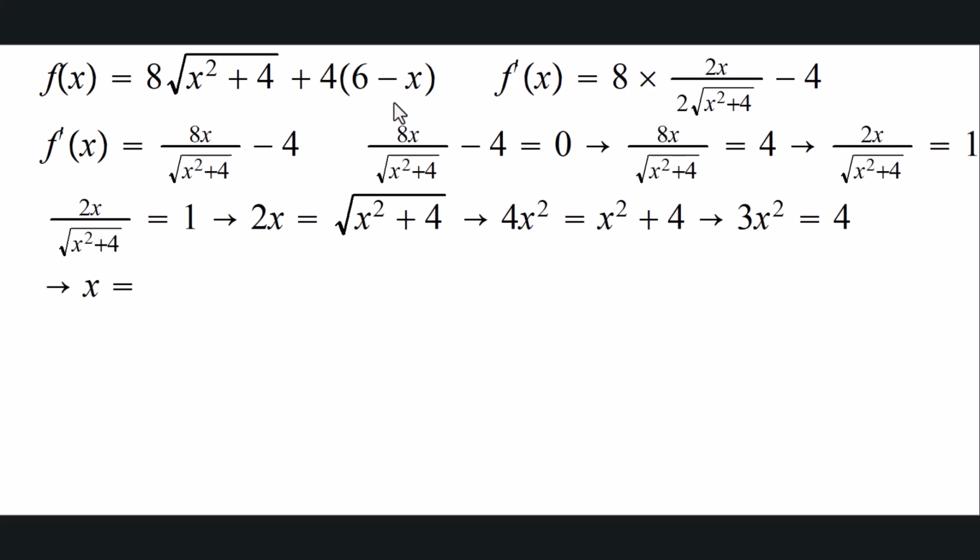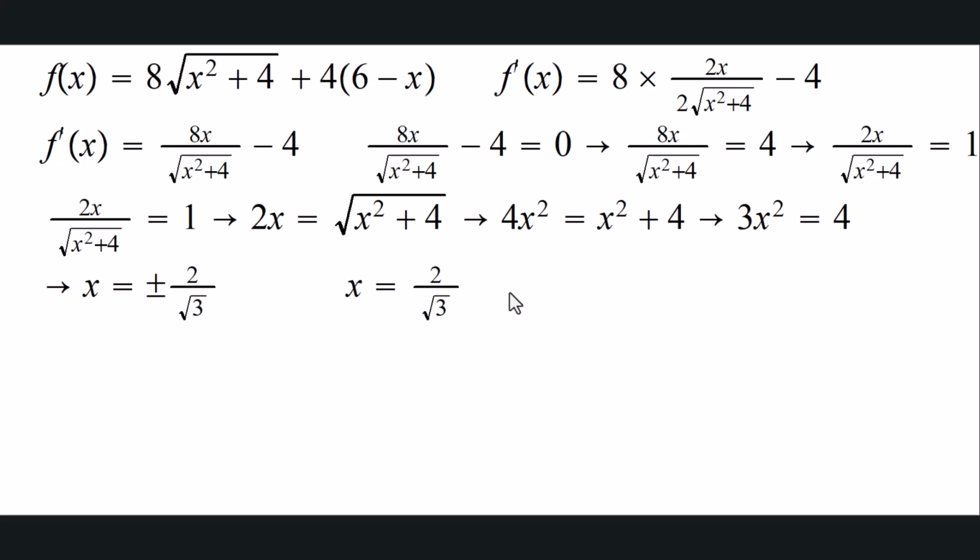So x would be how much? That will simply be plus or minus 2 over square root of 3, right? When we divide by 3 and take the square root. So we will discard the negative value here. So what is the proposed value of x? Because we are looking at a distance here, that's 2 over square root of 3.